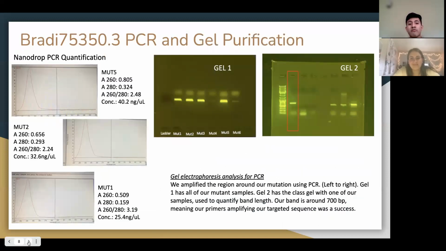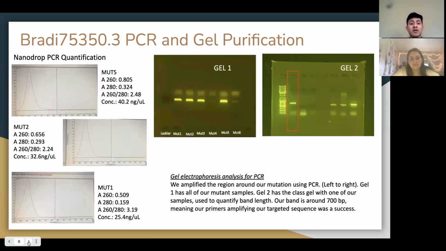After that, we ran all our samples through PCR and then ran them through a gel. On gel 1, each sample had 1 band except mutants 4 and 6. This 1 band shows that our target sequence was amplified, and to further confirm this, we ran a second gel with the ladder mix, and this showed that our 1 band has a length of 700 base pairs.